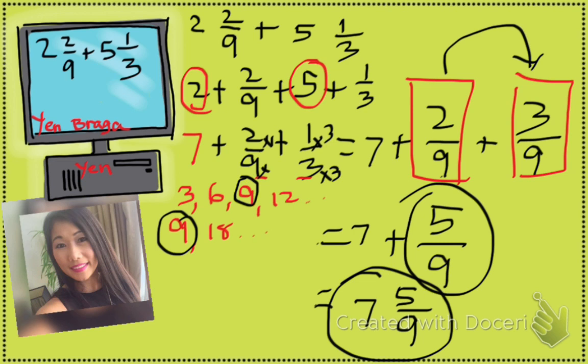So it's super easy to add mixed fractions. We can just add mixed numbers. We add their whole numbers together and then add the fractions and get the common denominators.